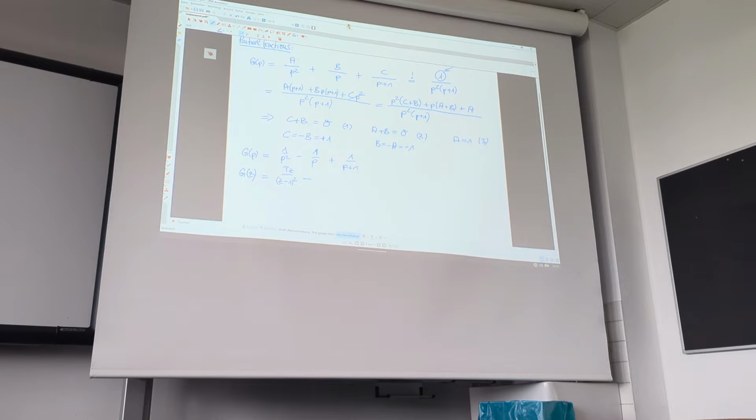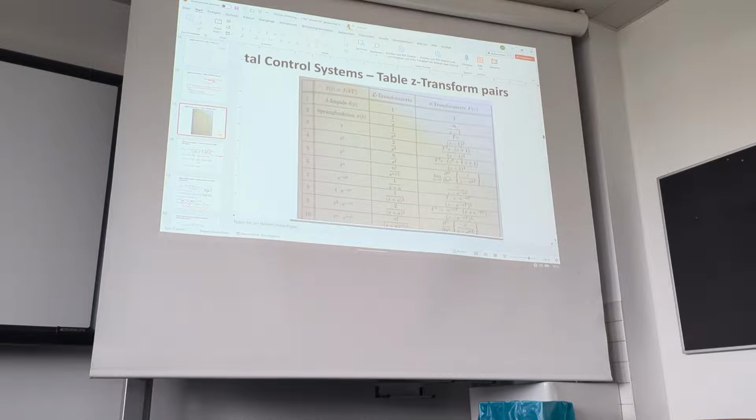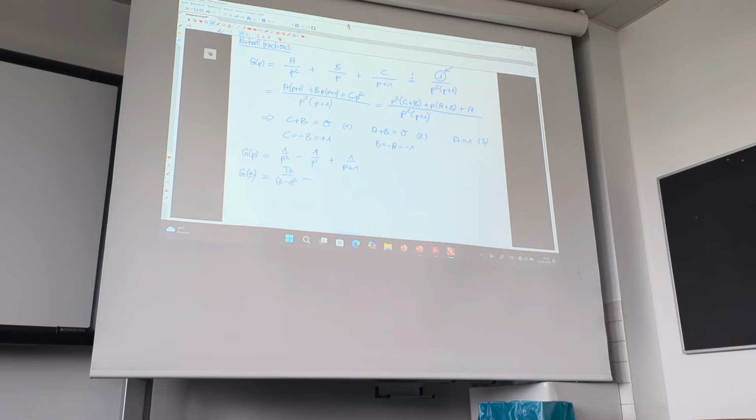And then minus, the next one is 1 over P. So let's have a look for 1 over P, which is here in the table 1 over S. And in the Z domain for 1 over S, we get Z over Z minus 1.